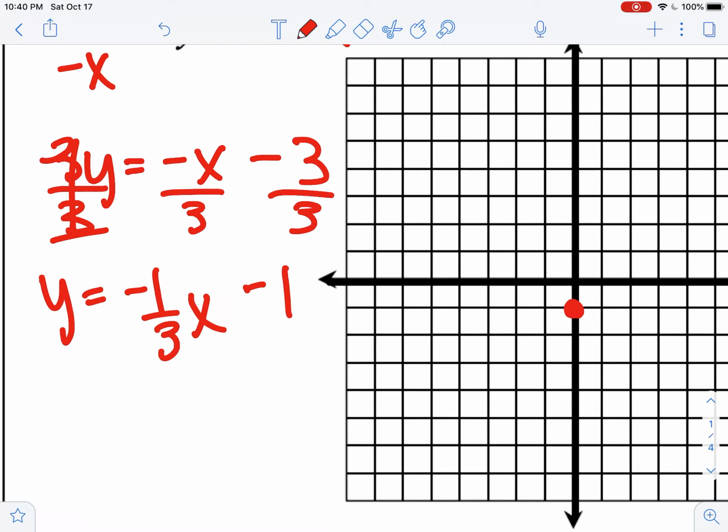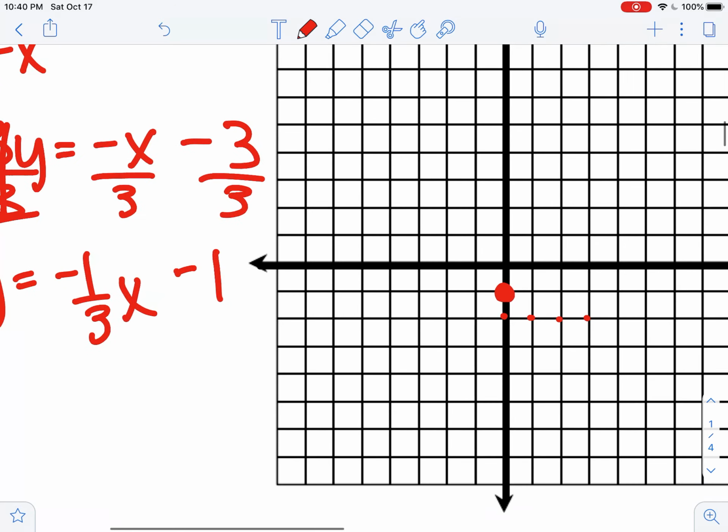So again, we come over here to our negative 1 as our y-intercept. And this is a negative slope, so we're going to go down 1 over 3. 1, 2, 3. Take it down 1 over 3. 1, 2, 3. So just creating these pretty points right here. You can go the opposite direction, go up 1 over 3. 1, 2, 3. Up 1 over 3. So that'll help you kind of create that long line right there.